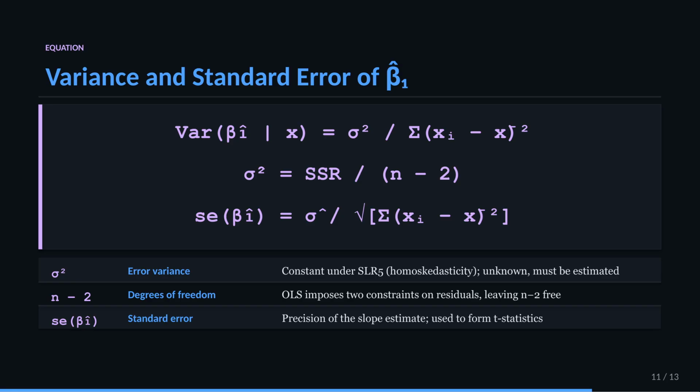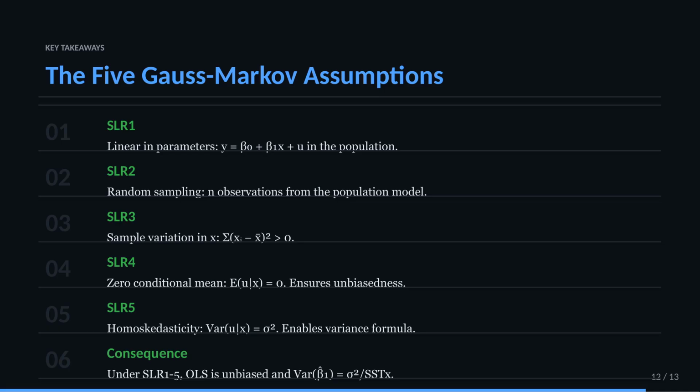If we add one more assumption, homoskedasticity, we get the full Gauss-Markov setup for simple regression. SLR5 says the variance of the error term is constant across values of x. Under SLR1 through SLR5, OLS is not just unbiased, it is also the best linear unbiased estimator. The first four assumptions deliver unbiasedness. The fifth gives us the standard variance formulas and the efficiency result.